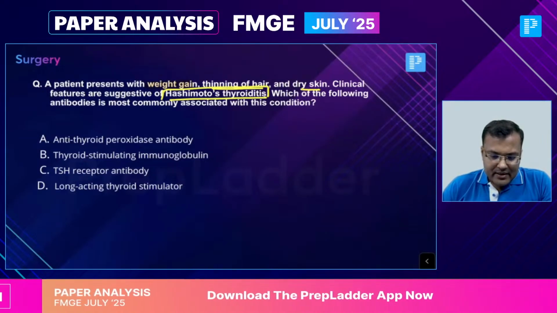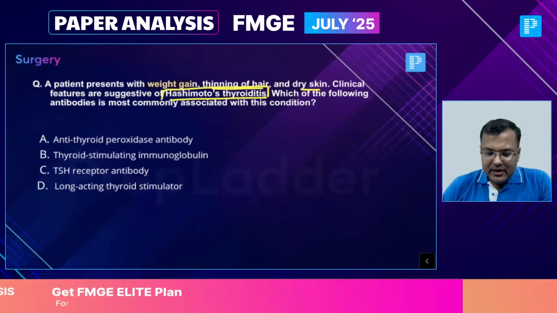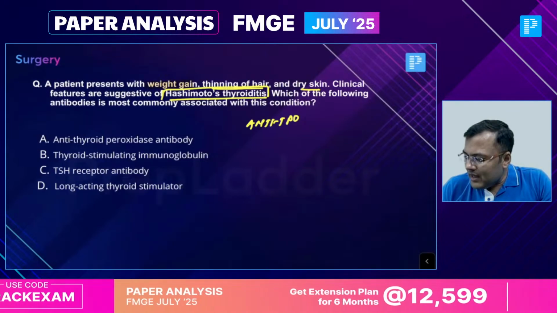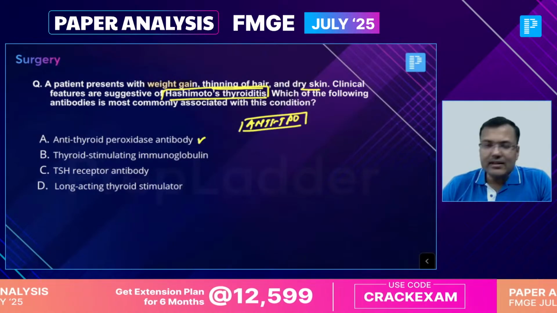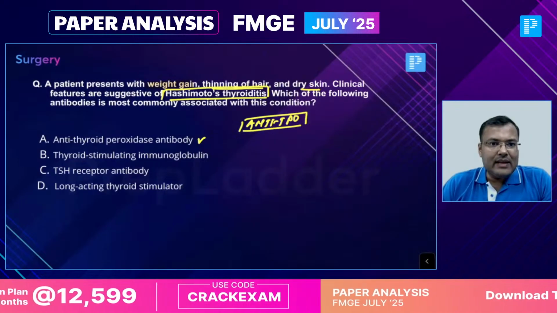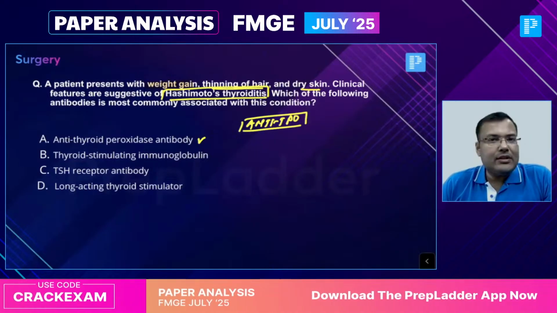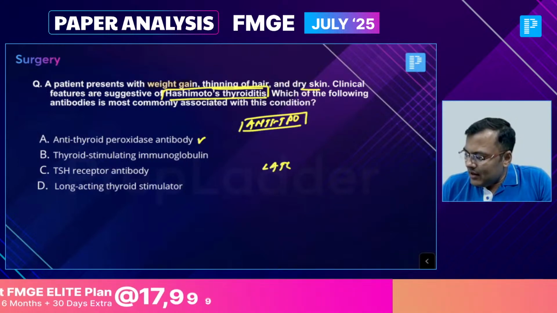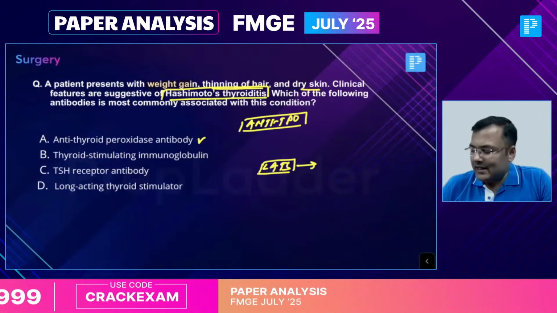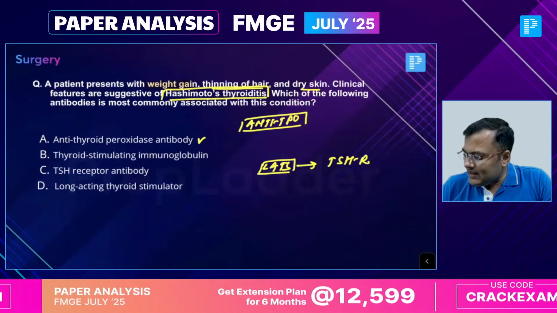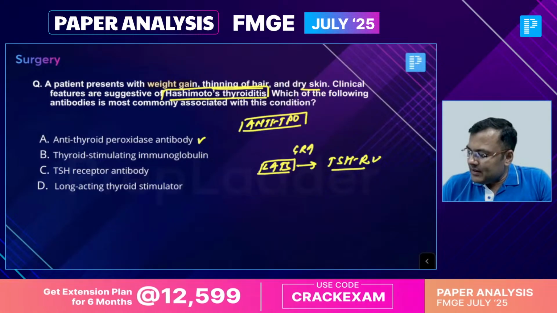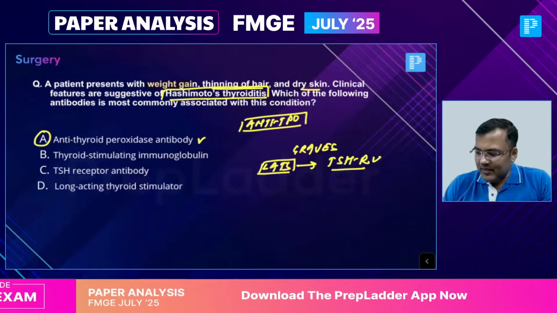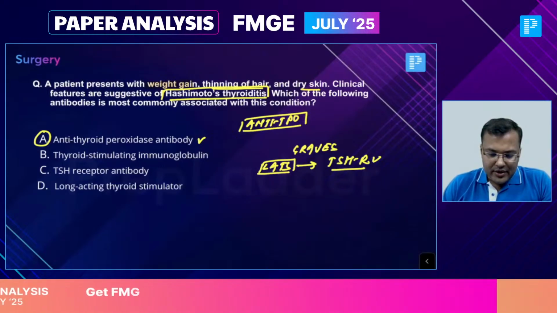Yes, everybody is correct. This is anti-TPO. Do you know the full form of anti-TPO? Anti-thyroid peroxidase. And in Graves' disease, what is the autoantibody? The autoantibody in Graves' disease is LATS, long-acting thyroid stimulator, against the TSH receptor. So that is for Graves. Here the correct answer will be anti-thyroid peroxidase antibody. Okay. Vinay, very good.